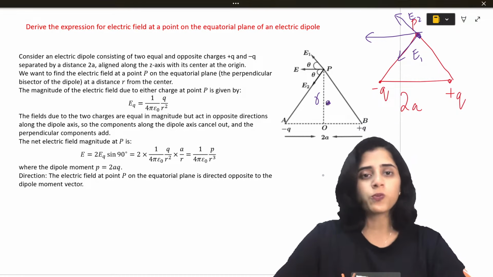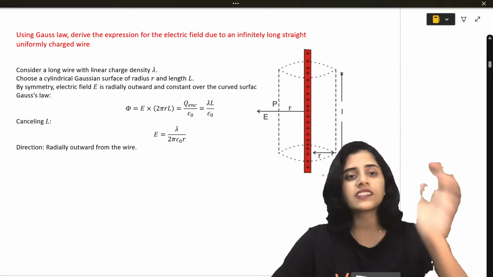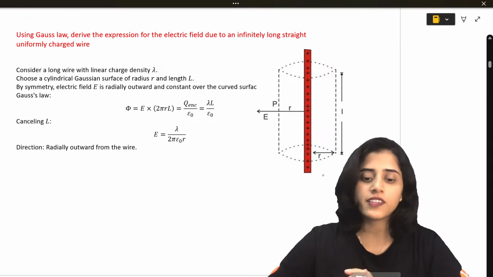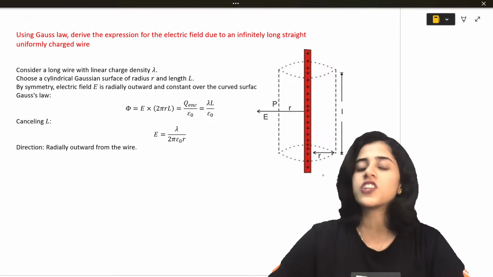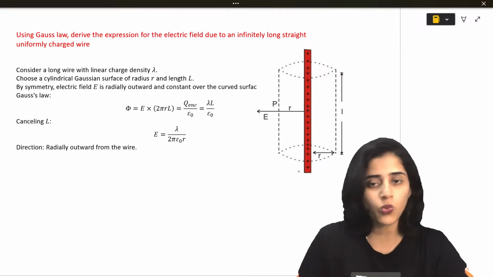You can follow the blueprint as well as these questions. Okay, next important question. Use Gauss law. Derive the expression for electric field due to an infinitely long, straight, uniformly charged wire.